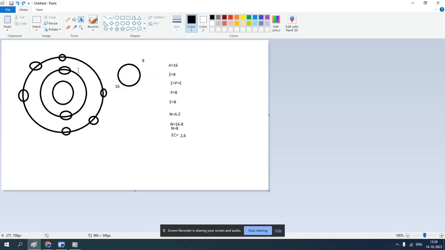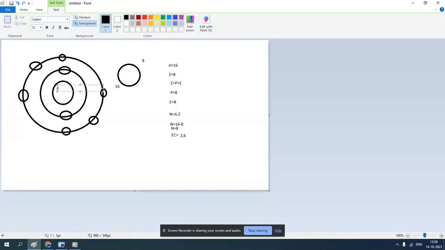Now that we wrote the electrons, we need to write the protons and neutrons, which we got earlier. Neutrons equals 8, protons equals 8.